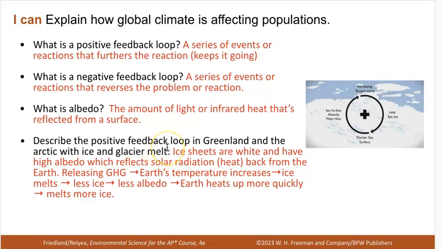So ice sheets are white and have high albedo. It reflects back a lot of solar radiation from the Earth. When you release greenhouse gases, the Earth's temperature rises, ice melts, which equals less ice, which equals less albedo, which means the Earth heats up more quickly, which melts more ice, which then causes less albedo, which heats up the Earth more quickly, and so it's actually going to make the process go faster.